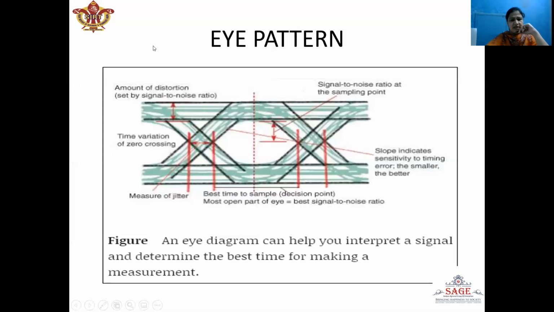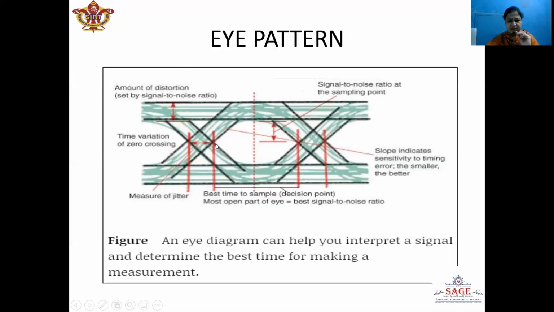So here we can see the well labeled and detailed diagram of the eye pattern. Now, the parameters shown here, first is the noise margin, which is decided by the eye height. Here, the noise margin reflects the noise which can be tolerated. It reflects the signal to noise ratio at the sampling point. Now here we can see the slope of the eye indicates the sensitivity to timing error. The smaller value of the slope will give better results.